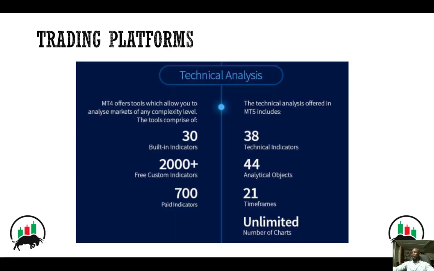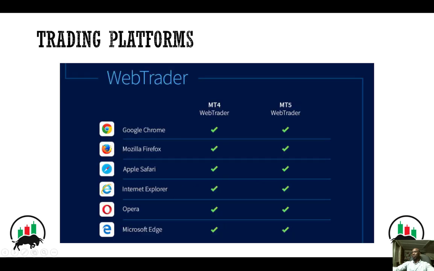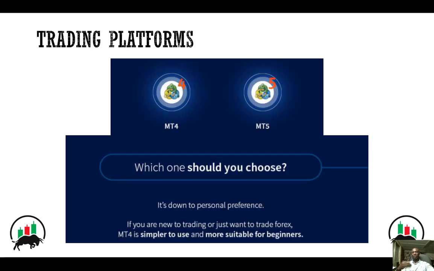When it comes to technical analysis, MT4 has 30 built-in indicators where MT5 has 38. But since more people use MT4, there are more custom indicators that you can find that will go with MT4. With browsers, it depends on your broker. So you have to check to see if your broker allows you to use these browsers to access the web-based application. So which one should I use? It all depends on you. MT4 is very simple, and I do all my trading on MT4. So now let's install and go over MT4 and MT5 so we can see the difference.